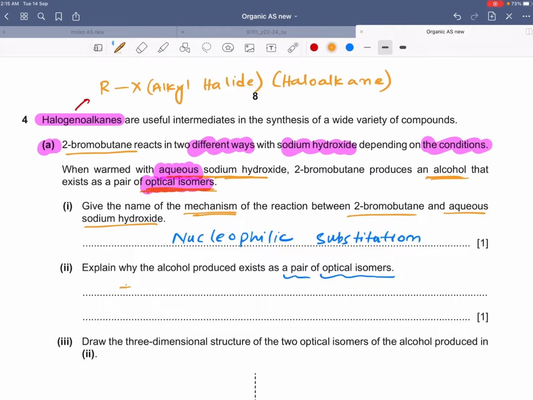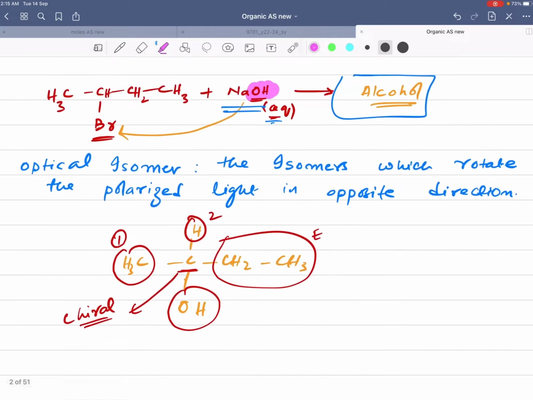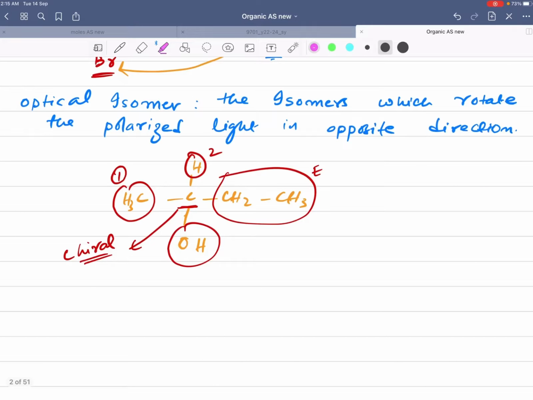So the reason is it has a chiral carbon, which lacks plane of symmetry. Now the next part is draw the three-dimensional structures. Draw the three-dimensional structure of the 2 optical isomers of the alcohol produced in 2. So we have already drawn the alcohol here, but now we have to draw it in 3-dimensional form, right?